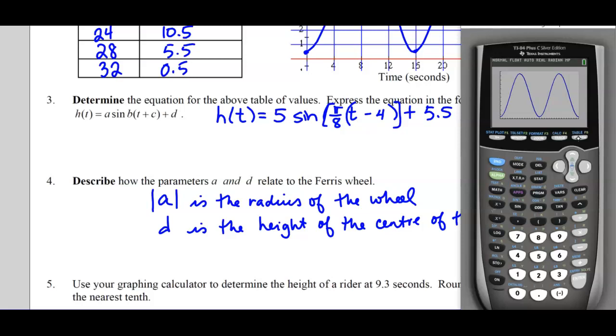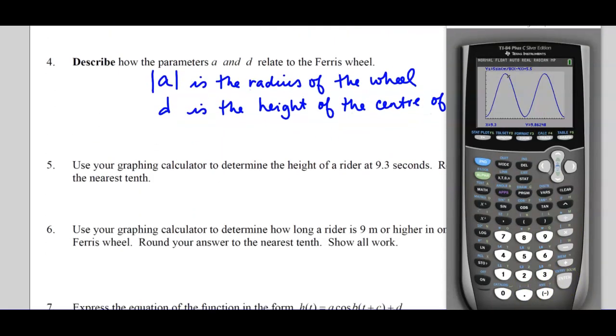Okay, determine the height of a rider at 9.3 seconds. So 9.3 is the X value in your calculator. You can go trace, you just punch in 9.3 and it will go to that point. Round to the nearest tenth. So that's 9.9 meters.